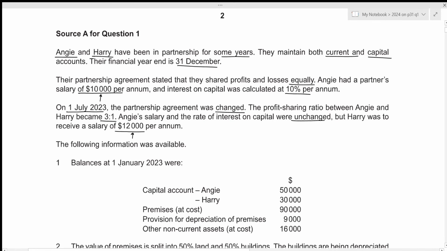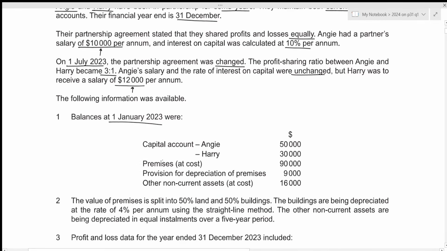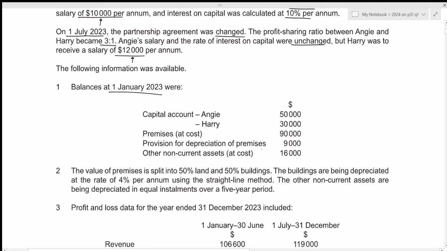We have the balances at 1st January 2023. We have the capital account, premises at cost, provision for depreciation of premises, other non-current asset at cost. The value of premises is split into 50% land, 50% buildings. So land and building. So the land part will be 50% of 90,000, which is 45,000, and building part will also be 50% of 90,000, which will again be 45,000.